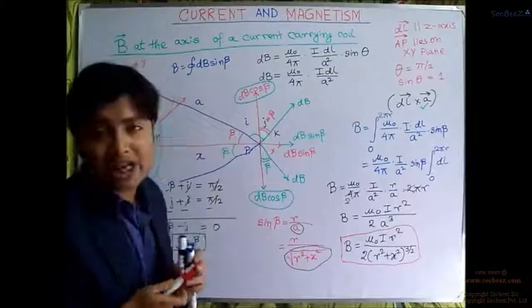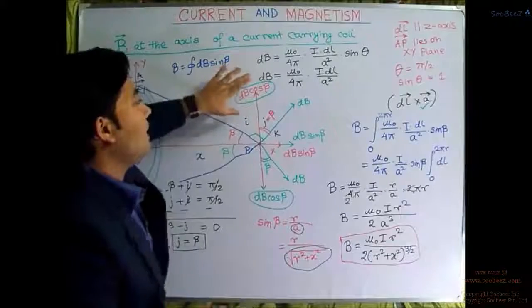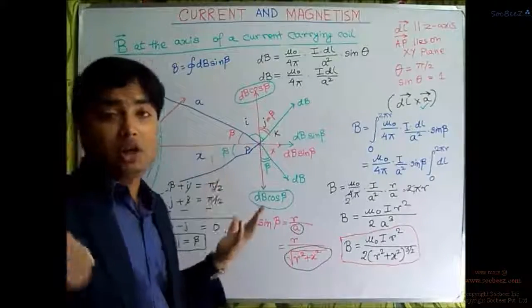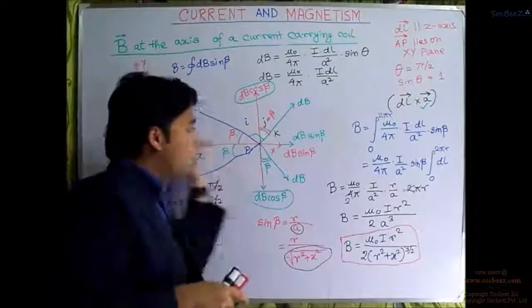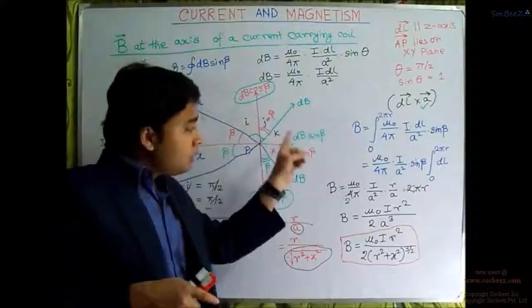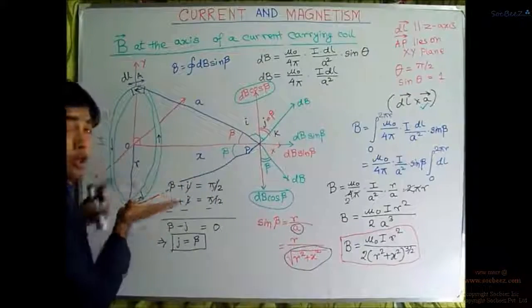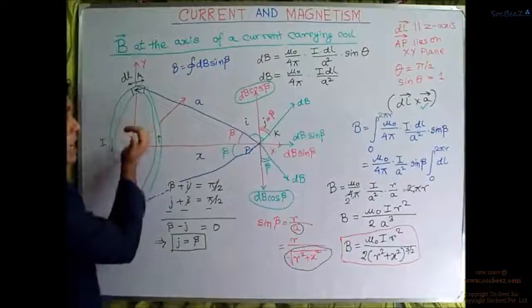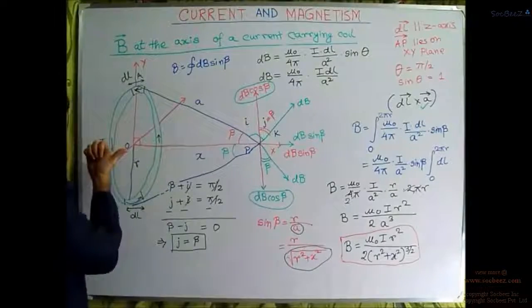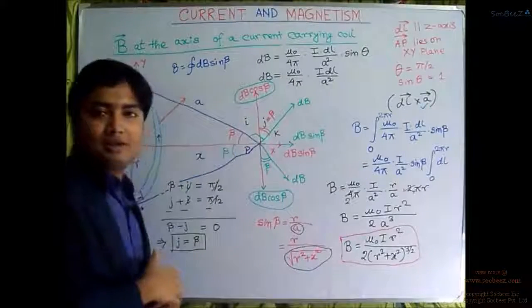Right? And what would be the direction? It is as simple as that. We have seen that the cos components cancel each other, leaving only the sine components, which are along the direction of this axis. So if you take out your right hand and fold your fingers according to the direction of the current, you will see that the magnetic field B will be along the axis.